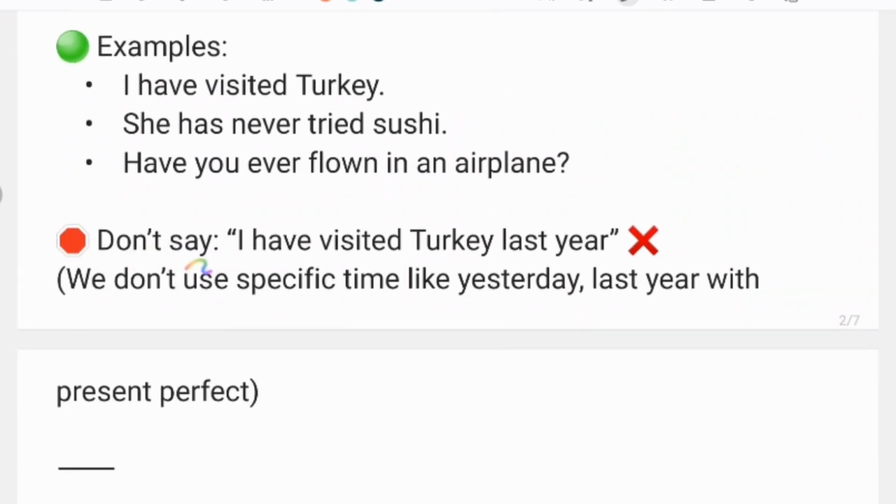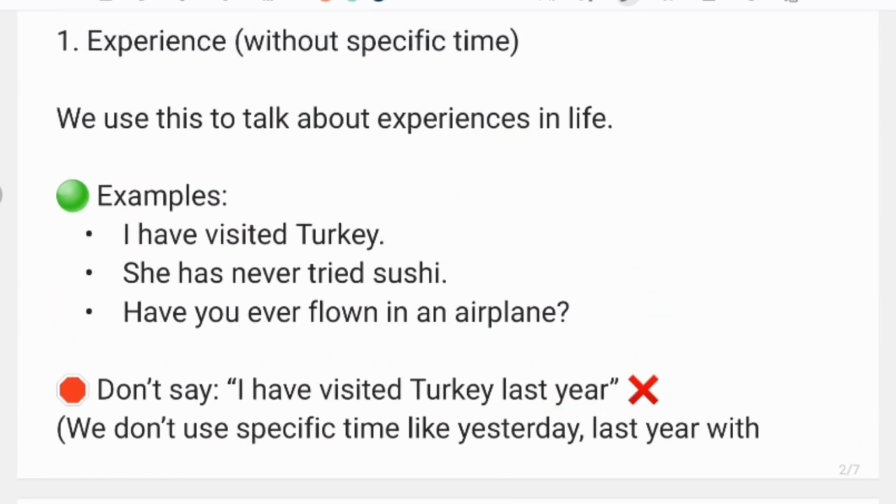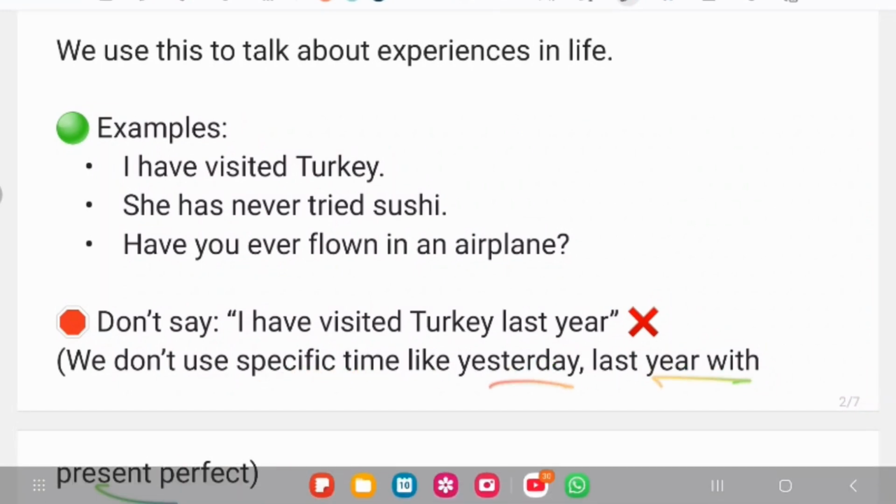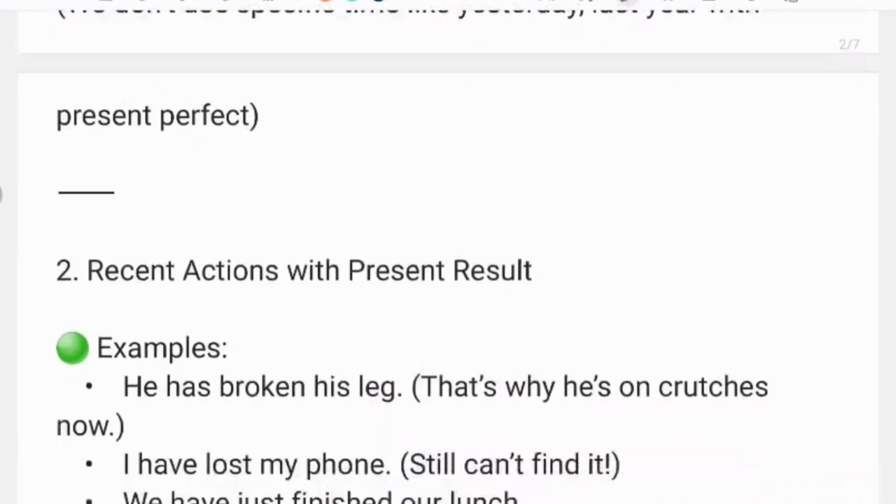Now we're saying don't say I have visited Turkey last year. Please don't use it because we cannot mention the specific time with it. We don't use specific time like yesterday, last year with the present perfect tense. Then that makes the whole sentence wrong.